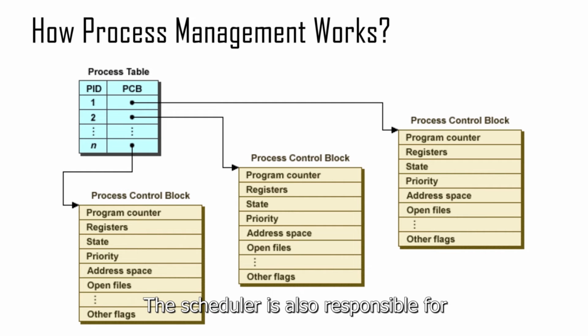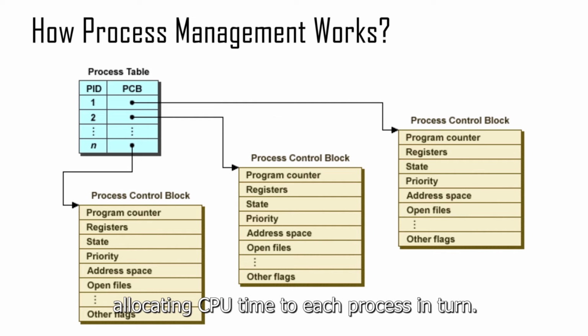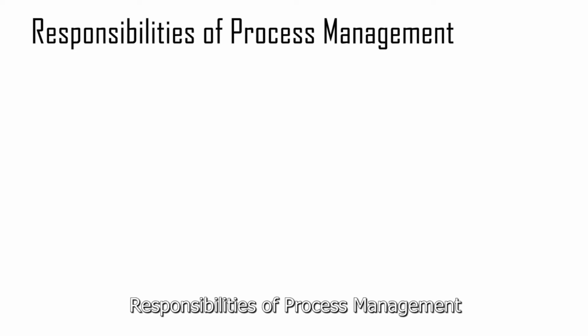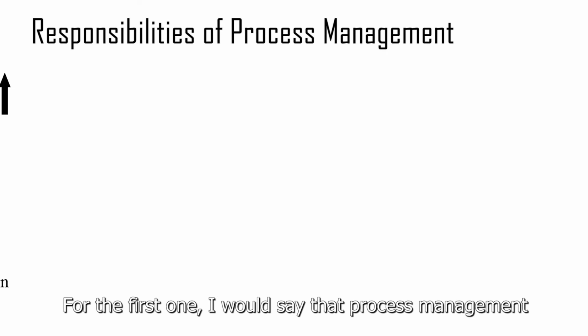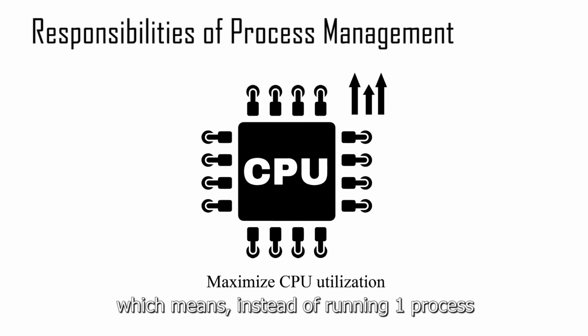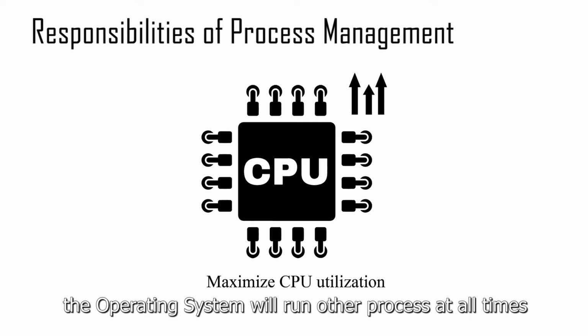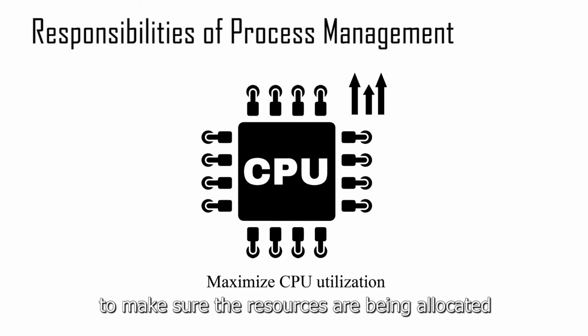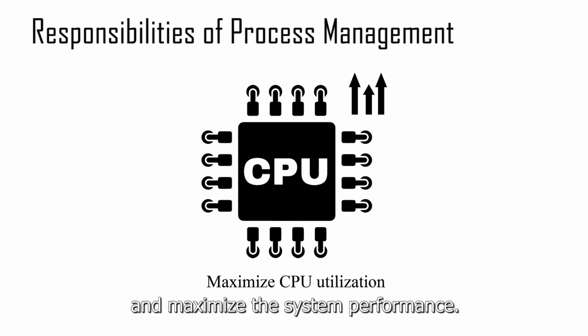The scheduler is also responsible for allocating CPU time to each process in turn. Responsibilities of process management. For the first one, process management can maximize CPU utilization by doing multi-programming, which means instead of running one process, the operating system will run other processes at all times to make sure the resources are being allocated and maximize system performance.